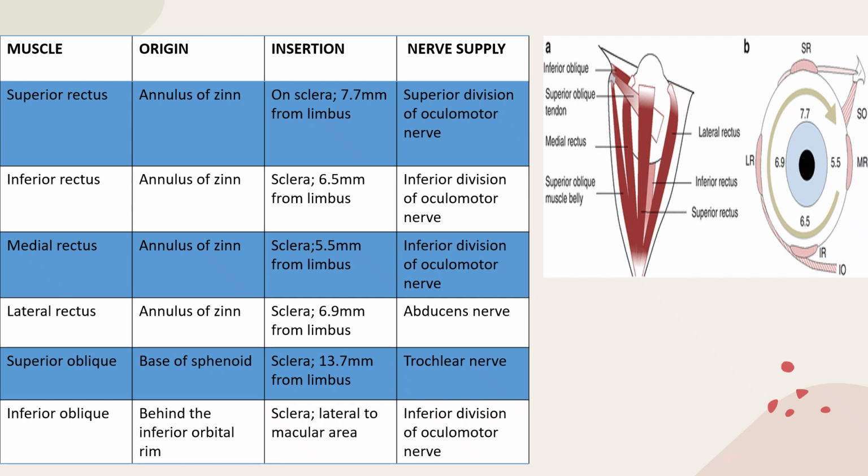If we talk about the nerve supply of these muscles, we know LR6, SO4, and all the rest of the muscles are supplied by the oculomotor nerve. So, the lateral rectus is supplied by the sixth cranial nerve, the superior oblique by the fourth cranial nerve, that is the trochlear nerve, and the rest by the oculomotor nerve.